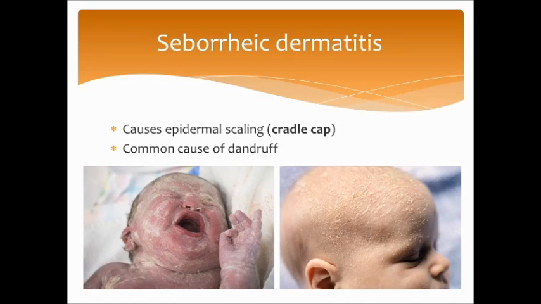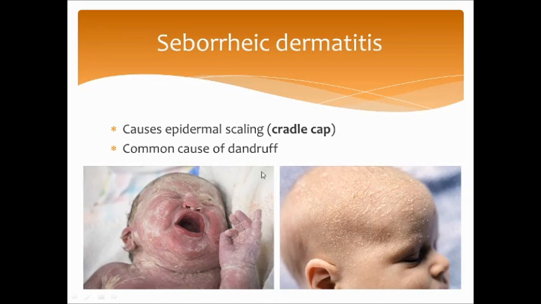Seborrheic dermatitis is an inflammation around abnormally active sebaceous glands, which can lead to epidermal scaling, which is seen here in this right-hand picture. In babies, that's called cradle cap. In adults, sometimes this can lead to dandruff. And in adults, anxiety, stress, and excess growth of fungi or bacteria will increase the risk of getting seborrheic dermatitis.